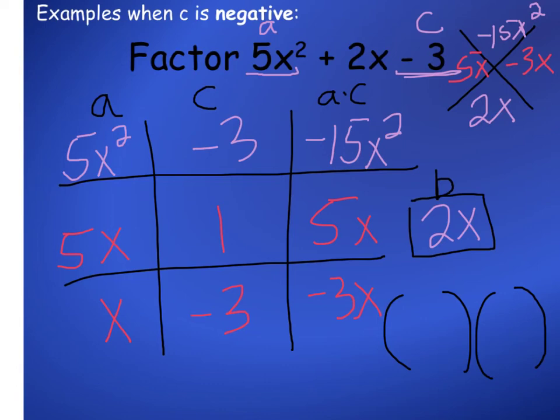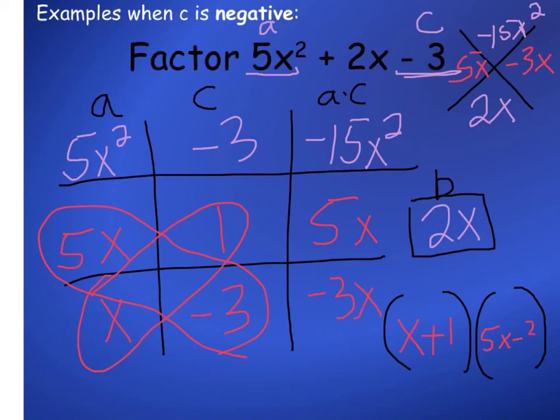I am ready to write my two parentheses. So, this will be 1 parentheses, x plus 1, and this will be my other parentheses, 5x minus 3. And now let's check. Okay, here we go. X times 5x is 5x squared. Yes, it is. X times negative 3 is negative 3x, right there. 1 times 5x is 5x. And if you add those together, you get positive 2x. Check. 1 times negative 3 is negative 3. This works.